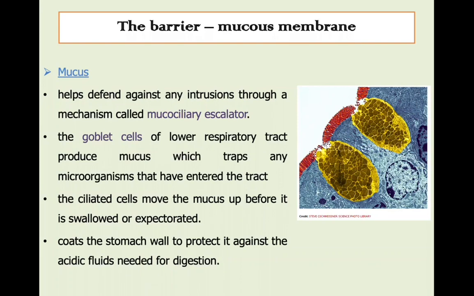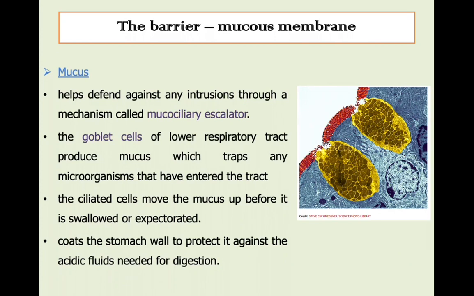Alright, goblet cells. So goblet cell ni, why we call goblet cell? Because the cells is actually bentuk macam goblets, macam glass lah, goblet glass. Alright. So it mainly located at lower respiratory tract and helps to produce mucus which trap any microorganism that have entered the tracts. Okay, so macam you sedut udara tadi, macam udara tu ada bacteria, so all the microorganism will be trapped in the mucus produced from the goblet cell.